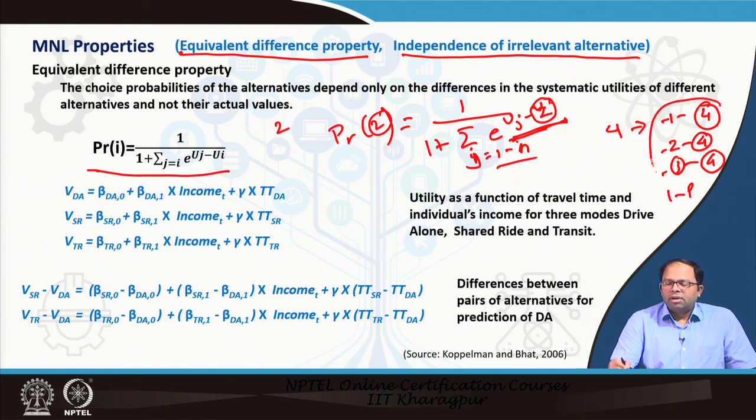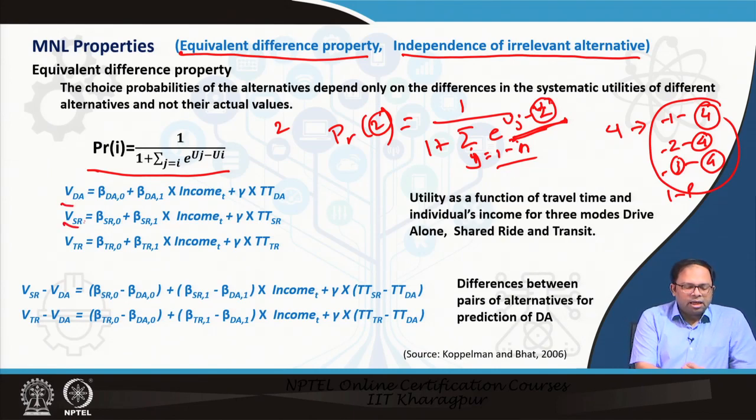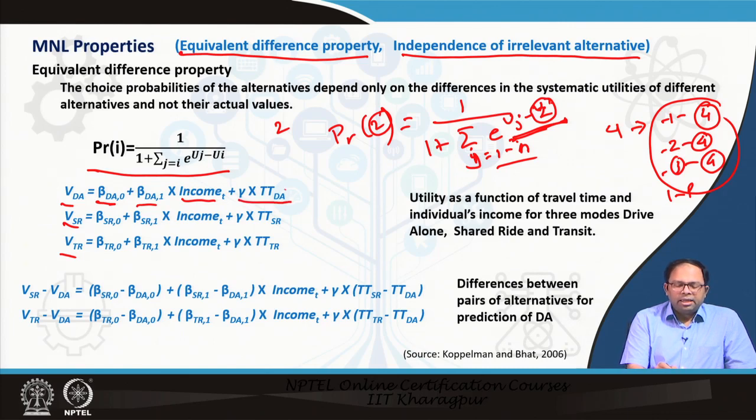So, that is how we can develop this multinomial logit model, and that is being shown over here, where V dA, SR and TR: dA is drive alone, SR is shared ride, and TR is transit. So, these are the 3 equations that are being shown. This is the beta 0 coefficient, this is the beta 1 coefficient, B dA into income, that is the characteristics of the individual, and gamma TT dA is the travel time of drive alone. Then gamma TT SR is travel time of SR and gamma TT TR is travel time of the transit. So, what it means is, we are using the same gamma value over here.